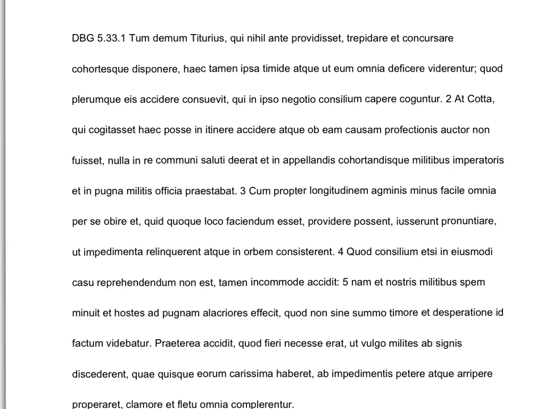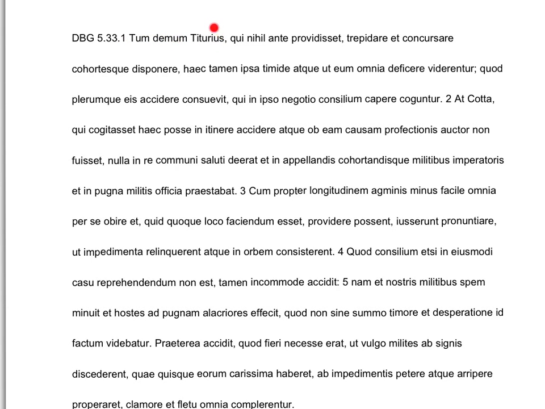Tum demum Titurius, qui nihil ante providisset, trepidare et concursare cohortesque disponere, haec tamen ipsa timide, atque ut eum omnia deficere viderentur. Quod plerumque eis accidere consuevit, qui in ipso negotio consilium capere coguntur. That's a mouthful. Okay, let's start from the beginning.